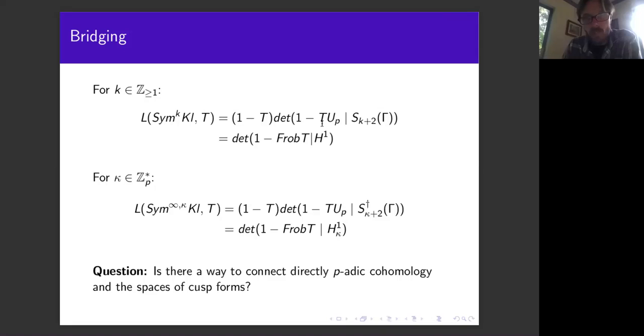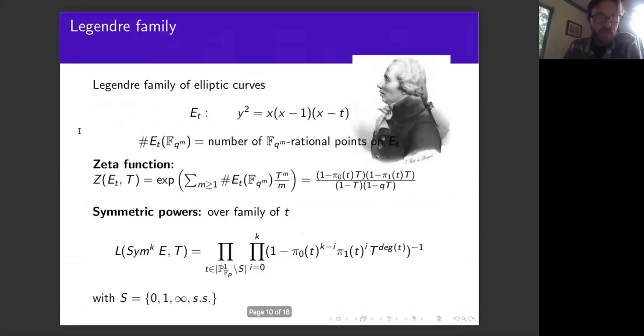And same thing with the U_p and this Frobenius. And I want to know how basically Dwork's p-adic cohomology theory can produce cusp forms. What's this relationship? And that's basically how I started this project in the first place. All right, so to talk about that, I want to bring up a different family. This is the Legendre family of elliptic curves.